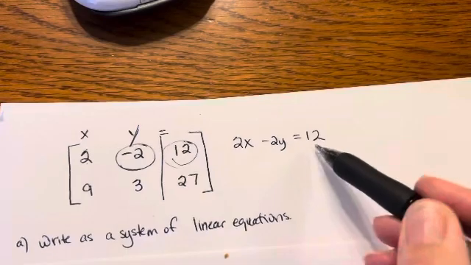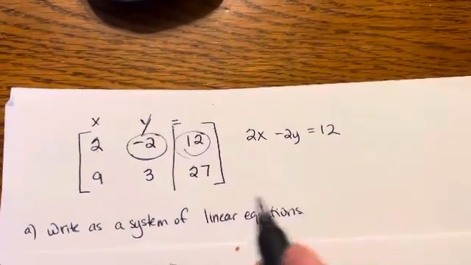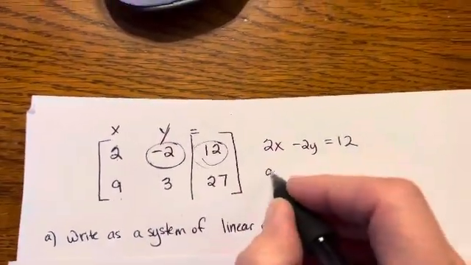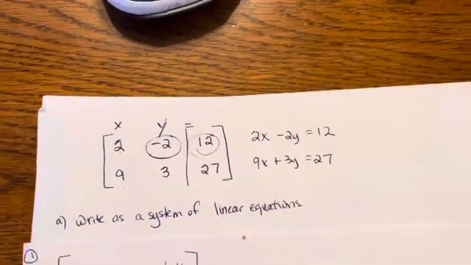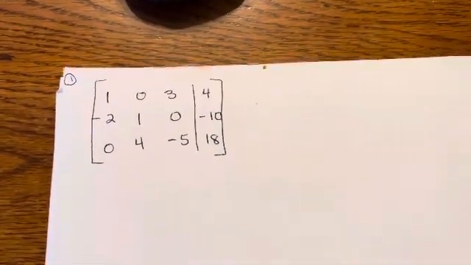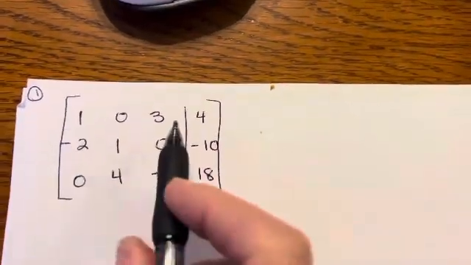It's that easy. Usually you go this direction. You take your equation and you write it as a matrix, but they're making you go both ways. So this one would be a 9x plus 3y equals 27. Now, what if you have zeros thrown in there like this? Now, first of all, notice there's 3 of them.